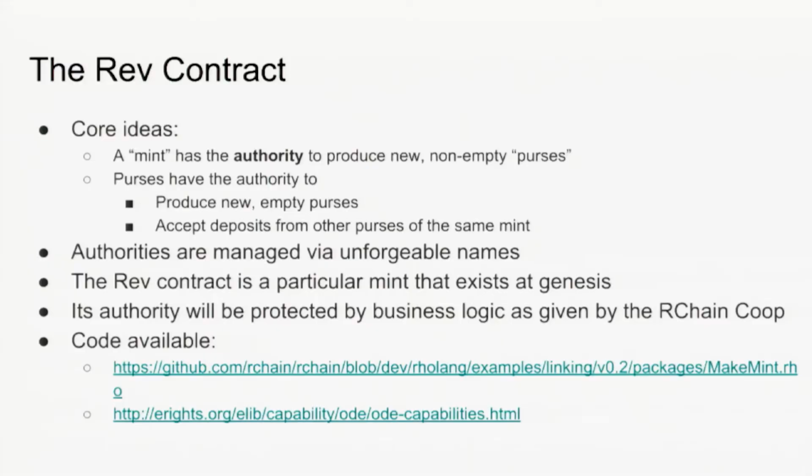Purses have the authority to produce new empty purses. They also have the authority to produce new full purses as long as there's a conservation of value. You can take a $100 purse and split it into two $50 purses. What you can't do is print a $100 purse. That's what the mint does. The way that you handle authority is unforgeable names. We talked about that.